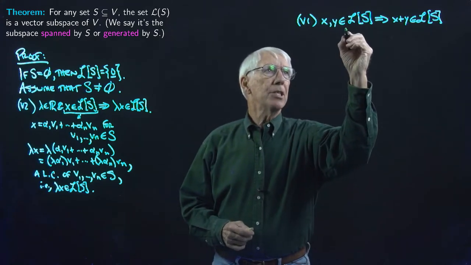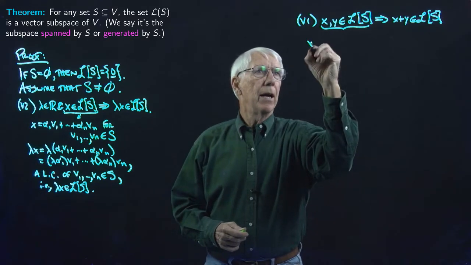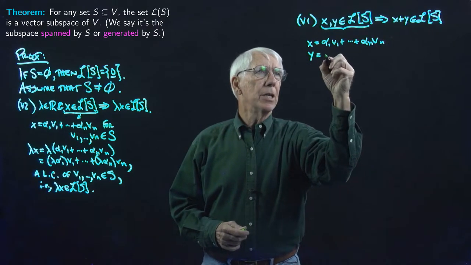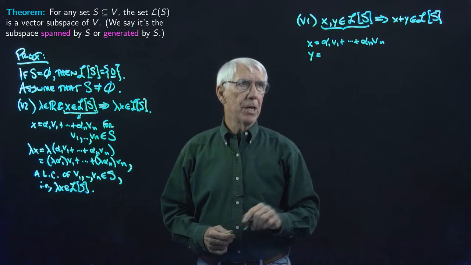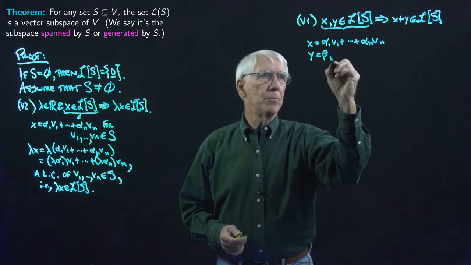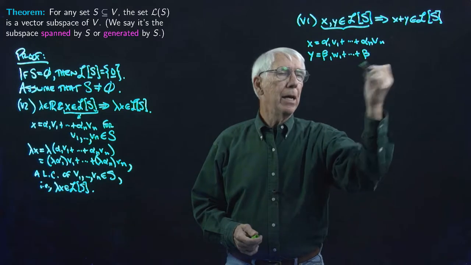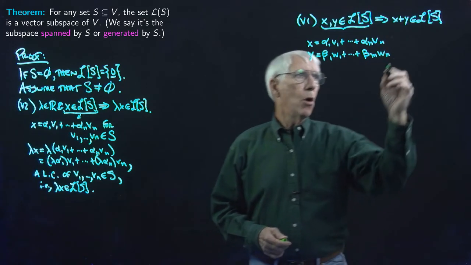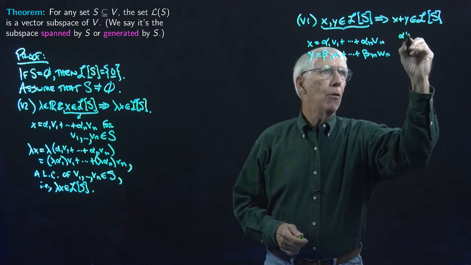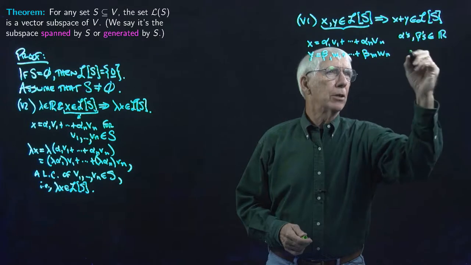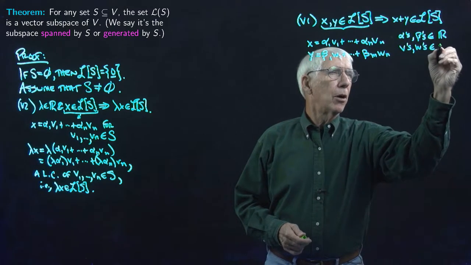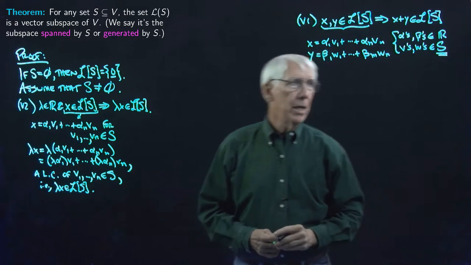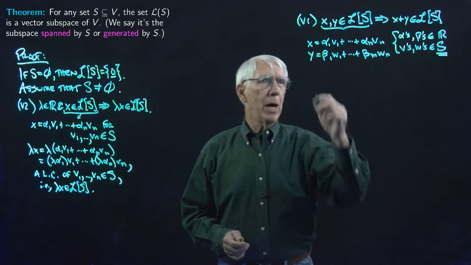So from this, we have X equals alpha 1 V1 to alpha n Vn, and Y is also a linear combination of vectors in S, but of course not the same scalars and not the same vectors. So let's use beta 1 W1 out to beta m Wm, and of course not necessarily the same number of vectors in the linear combination, where the alphas and the betas are all scalars and the V's and the W's are all in S. I want to emphasize that, not L of S, but S, okay? And so if that's the case, then what's X plus Y?